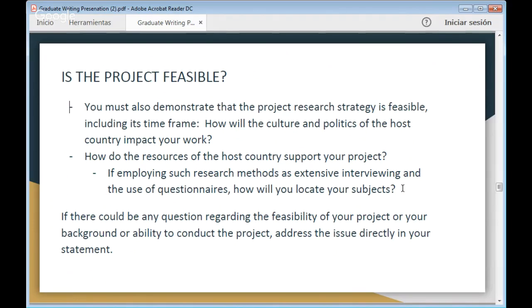If there's any question regarding the feasibility of your project, so if there's anything that could sound doubtful about it being able to be conducted, or if there's any hesitations, these need to be addressed in the statement as well, so that the counselors have an idea that you've considered all the possibilities with this project, all of the avenues for being able to complete it.